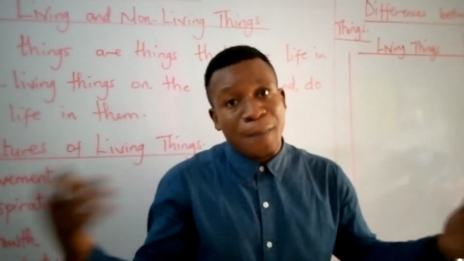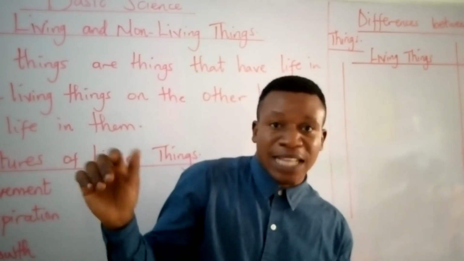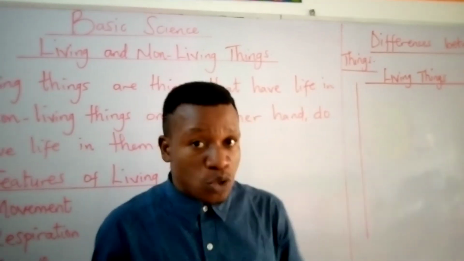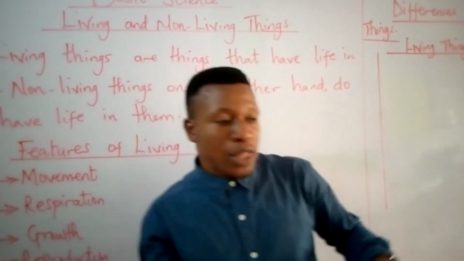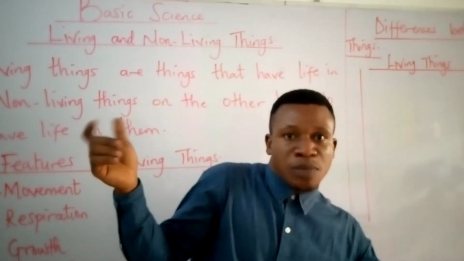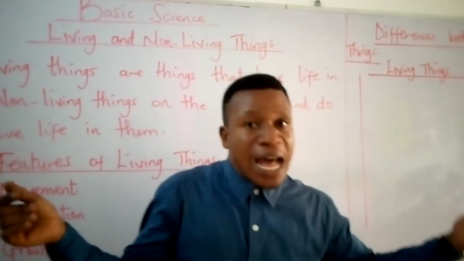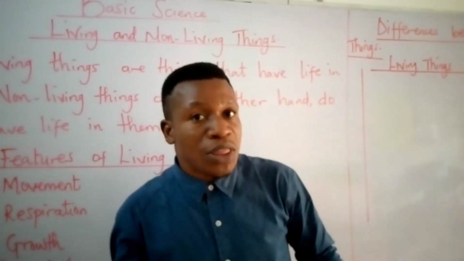Flowers can also bend. Plants bend. That is their own kind of movement. Although they don't have legs to move, they bend. When they start bringing up branches, it bends. So that's to tell you that plants are also living things.